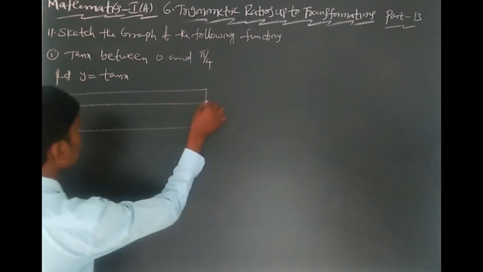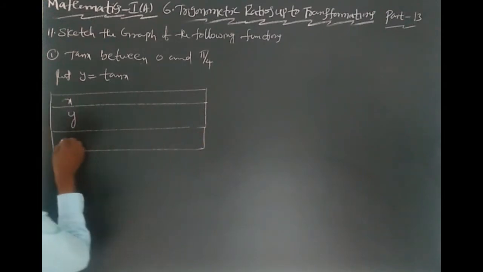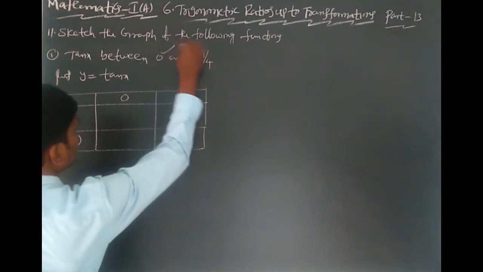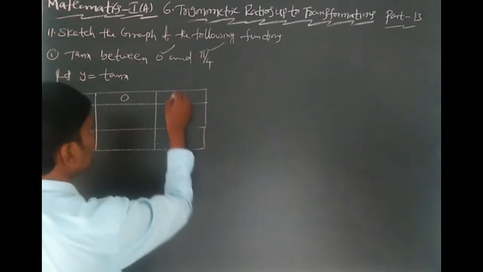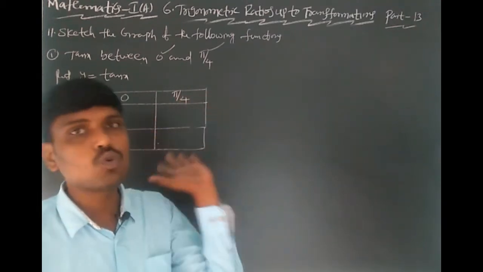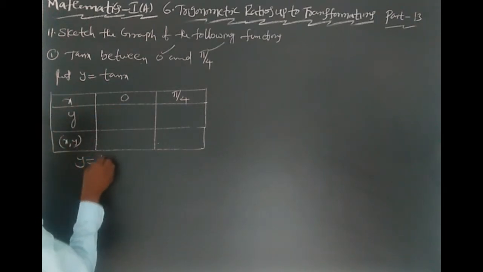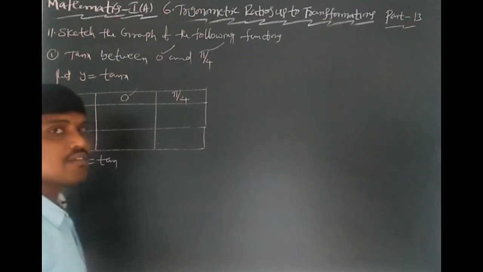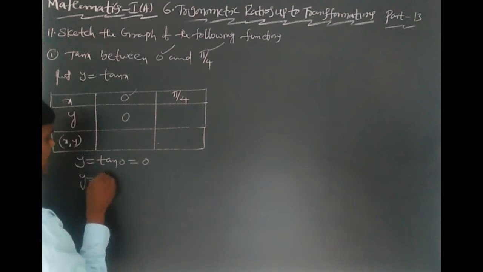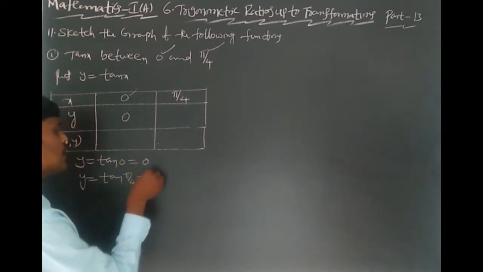In this table, this one is the x, this one is the y, and this one is the ordered pair x comma y. The first point is 0, the first interval. Next is 45, so we take pi by 4, radians being nothing but 45 degrees. Just two values. If y is equal to tan x, when x is 0, tan 0 is 0. Then we take tan pi by 4, which is 45 degrees, and tan 45 is 1.